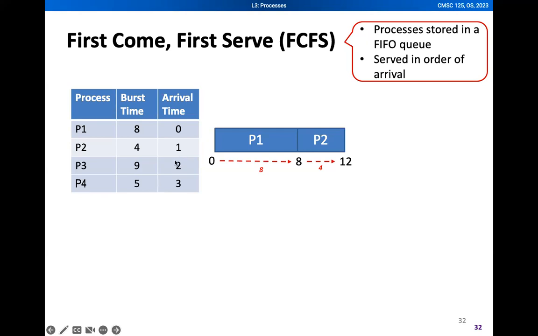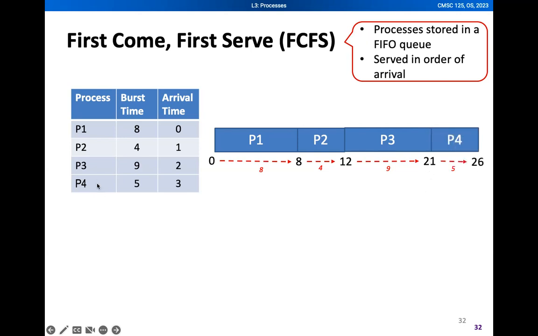Okay, and in this case, P2 has a burst time of 4. So it got completed at the 12th time period. Okay, and followed by P3 since P3 arrived third and P3 has a burst time of 9. So it got completed at the 21st time period.